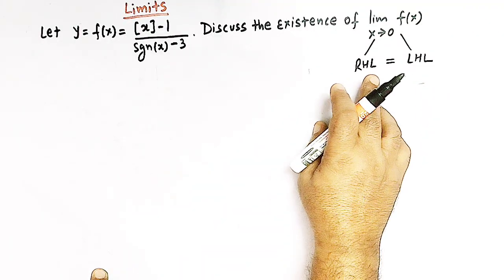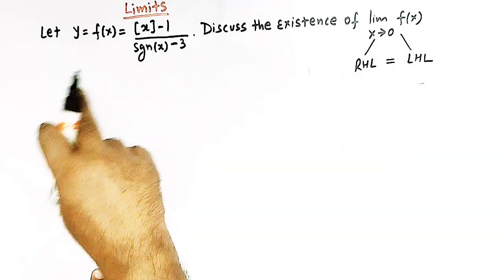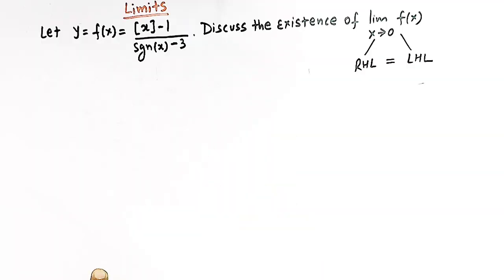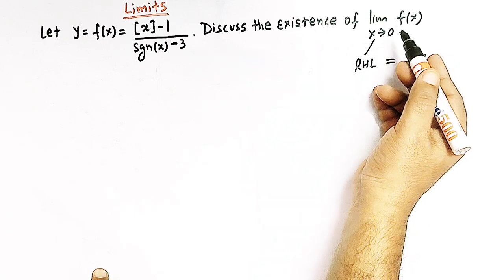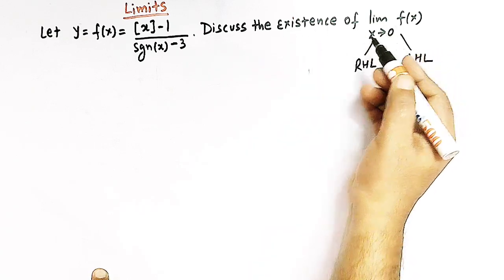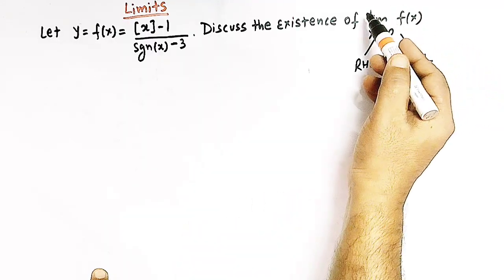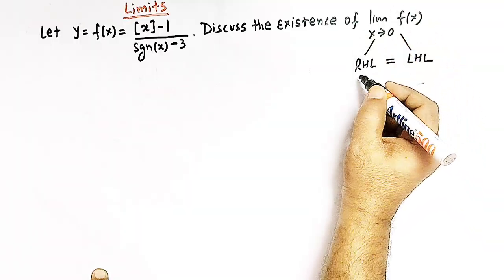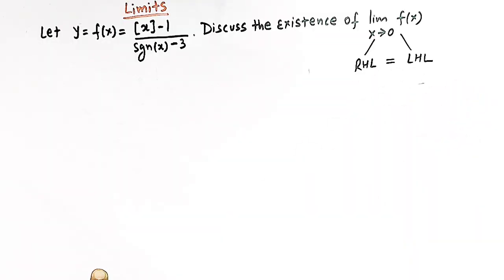So let us first find out the right hand limit of this function when x tends to 0, and then we'll find out the left hand limit of this function when x tends to 0, and then we'll try to draw the conclusion whether the limit of this function when x tends to 0 exists or doesn't exist, right? So the existence of the limit of this function when x tends to 0 depends on the nature of the right hand limit and the left hand limit.